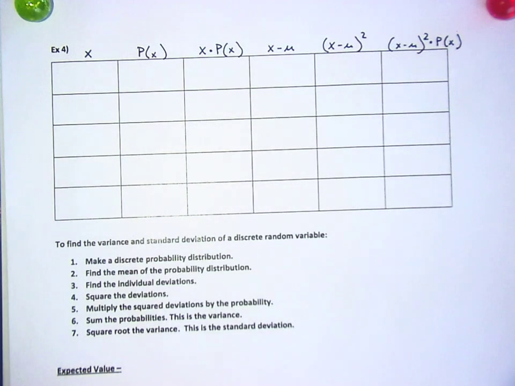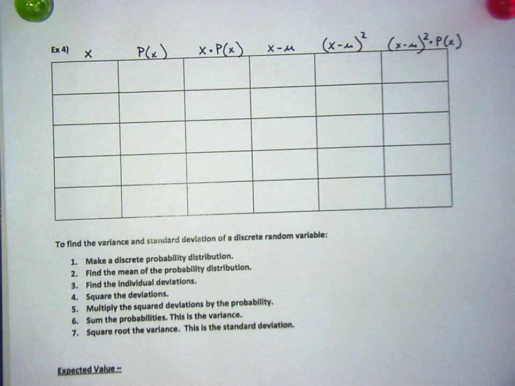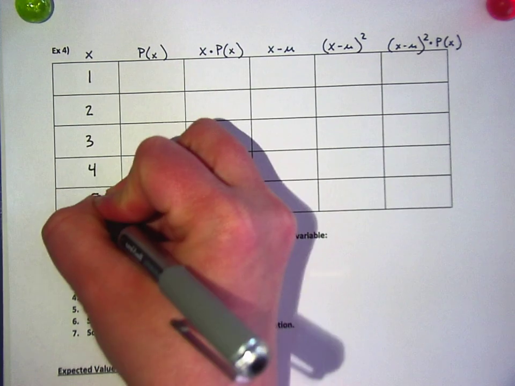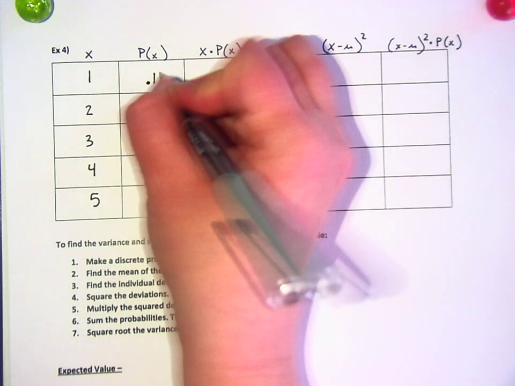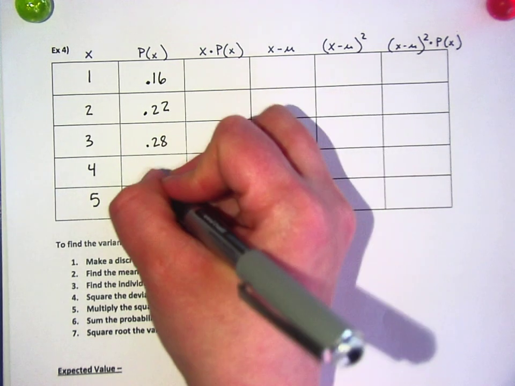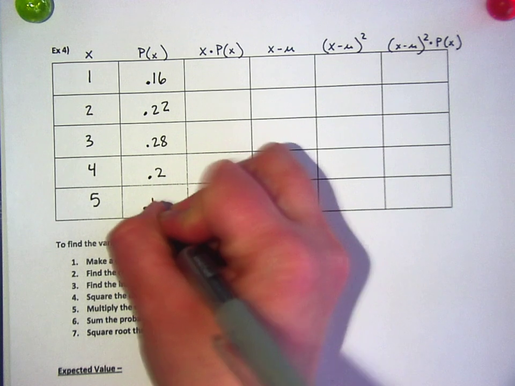No. Okay. All right, so we're going to create a probability distribution for variance and standard deviation of this as well. So it's really just very similar to what we've been doing so far. I think I'm going to use the exact same data that we did on the passive aggressive stuff. So for X's, put in 1, 2, 3, 4, 5. That was 16%, 22%, 28%, 0.2, and 0.14.